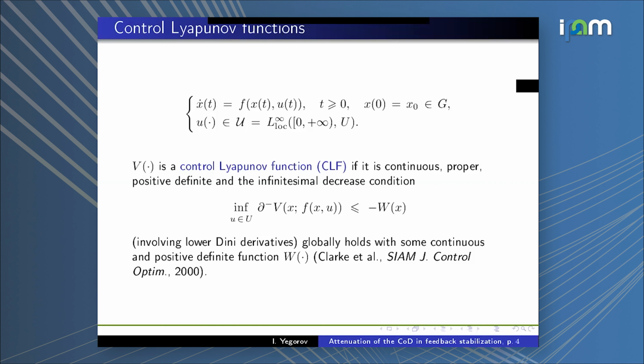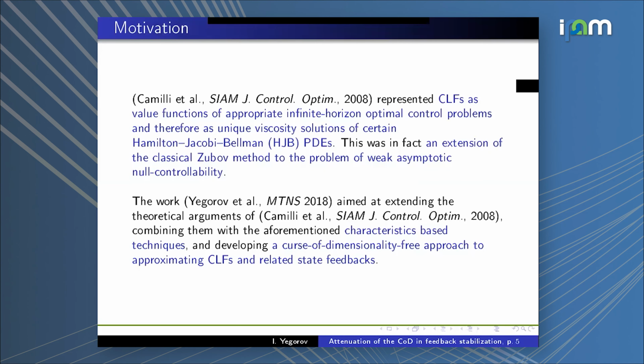And there is a general theorem, though it's based on quite restricted assumptions. And it says that if there exists a control Lyapunov function, then there in principle exists an optimal feedback stabilizer. And in the work of Camille Grune and Weird, control Lyapunov functions, or CLFs in short, were characterized as value functions of appropriate infinite horizon optimal control problems.